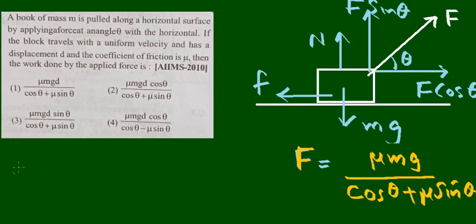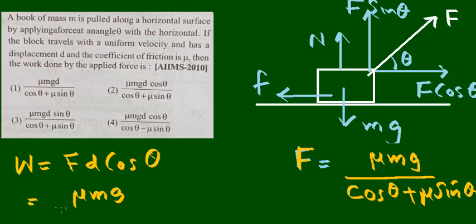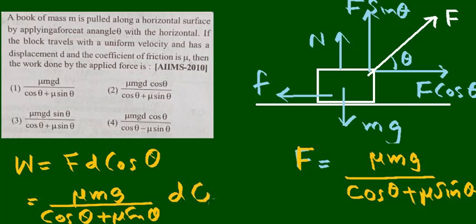Now what is the work done? Work done is given by F d cos theta, which is mu mg by (cos theta plus mu sin theta) into d cos theta. This is the work done, and that is given in option 2. Option 2 gives the answer.